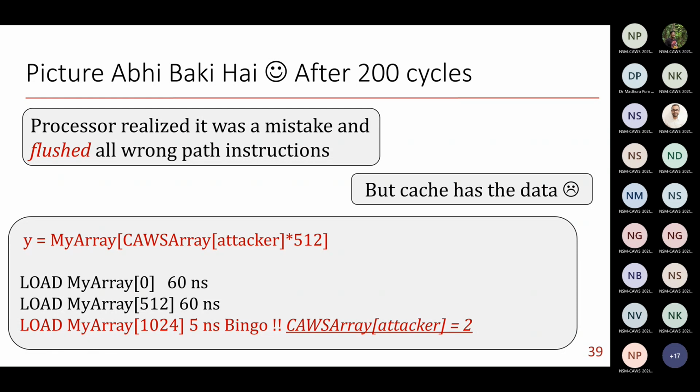So now you can see that you are able to get the data, not only observe what was the access pattern, now you are able to get the data that was not mapped to your address space.